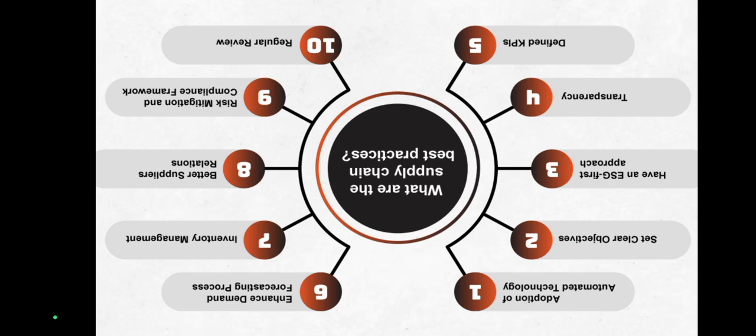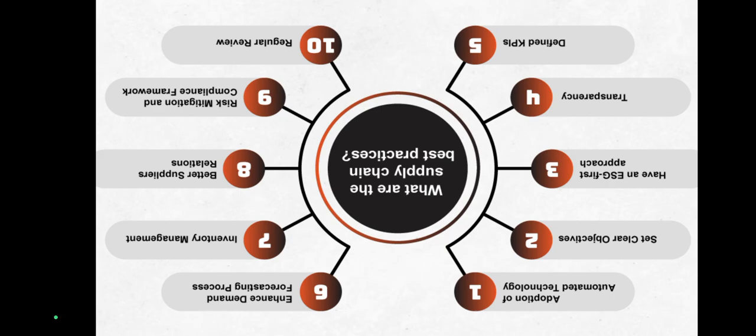Next, set clear objectives. So the supply chain will set a clear objective so that it will satisfy the needs and wants of a customer. Then we have an ESG first approach. ESG is nothing but environmental sustainability, S means social responsibility, and G means governmental and ethical practices. So whenever the supply chain has to move in a proper direction, then ESG is important, where environmental responsibility, social responsibility, as well as governance and ethical practices should be there. That is the best practice.